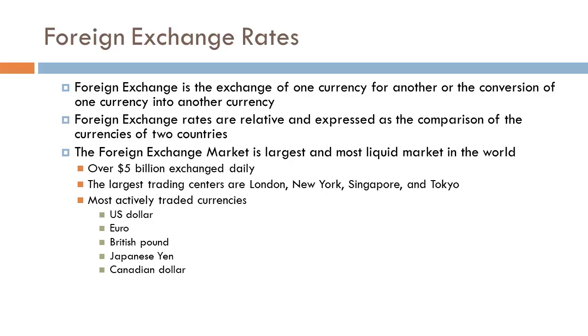The foreign exchange market is the largest and most liquid market in the world. Over $5 billion is exchanged daily. The largest trading centers are located in London, New York, Singapore, and Tokyo. The most actively traded currencies are the US dollar, the euro, the British pound, the Japanese yen, and the Canadian dollar.